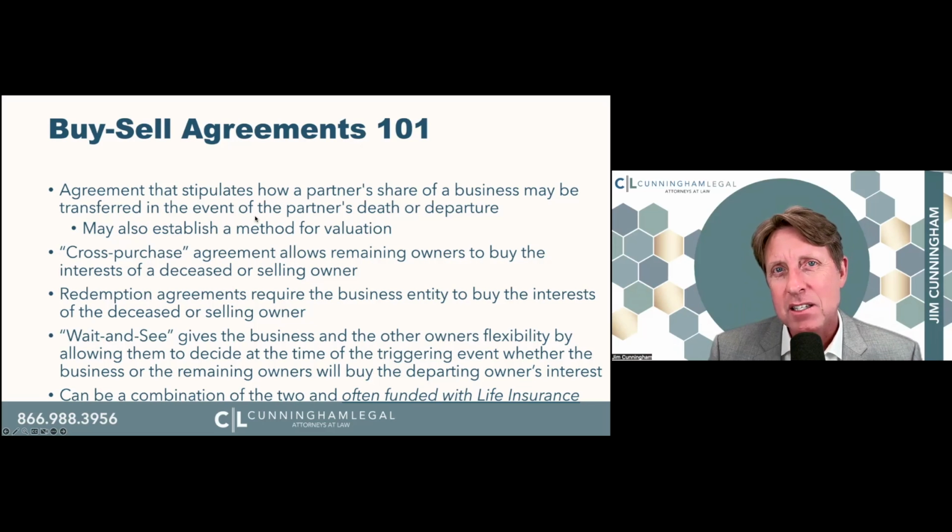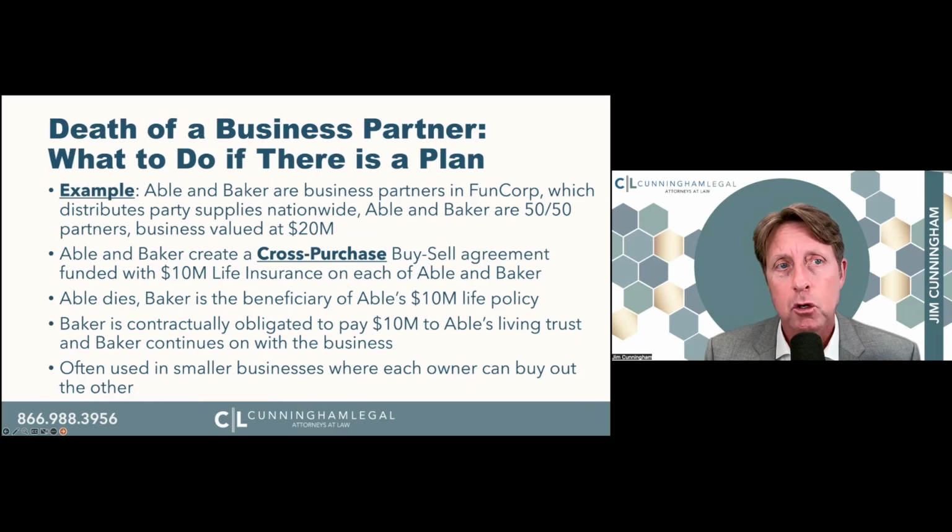Wait and see allows some flexibility. It allows people to decide at the time of the separation whether it's the business or the remaining owners that buy out. We don't see that a whole lot, but it can be a combination of both, quite frankly. And this is often funded with life insurance. So a little bit of both, but typically it's going to be a cross purchase or a redemption. Those are the two main ones we see. The wait and see can just kind of be more stuff to deal with partners, frankly, and can be a little bit tougher to get agreement on.